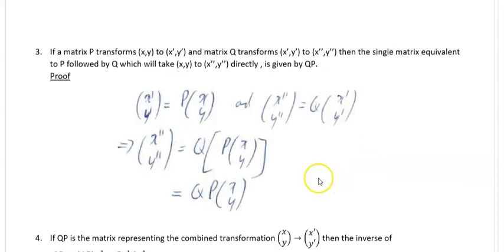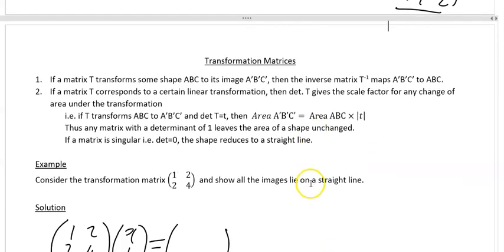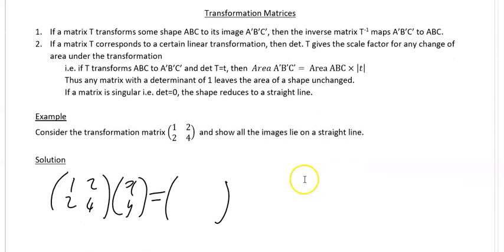Okay, last bit for us here. We've got our transformation matrix. So this is really about our determinant. If a matrix T transforms some shape ABC to its image A dash, B dash, C dash, then the inverse T to the minus 1 maps the thing back the other way. If the matrix T corresponds to a certain linear transformation, then the determinant of T gives a scale factor for any change of area under the transformation.